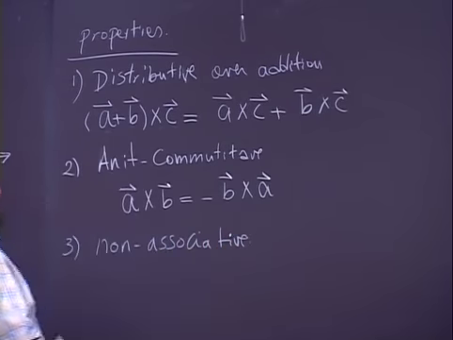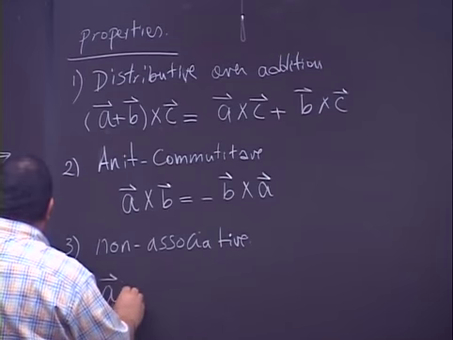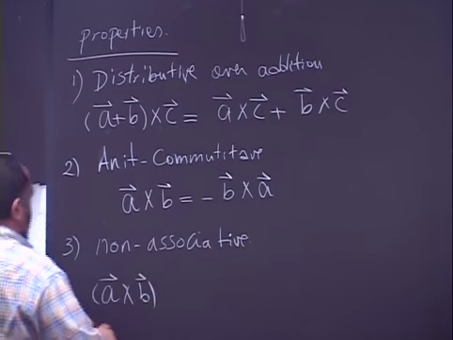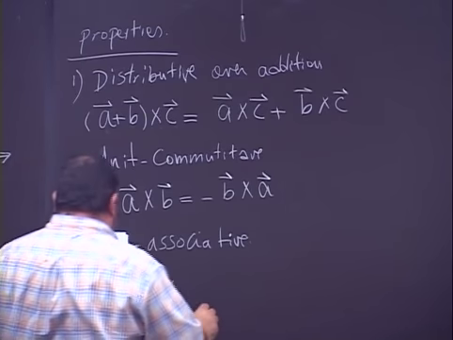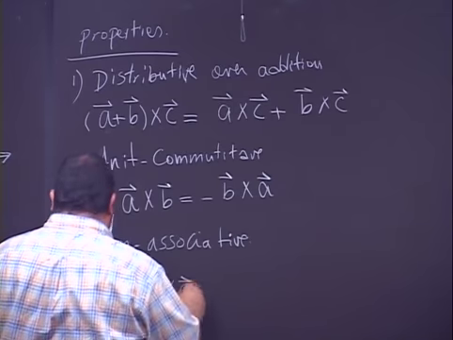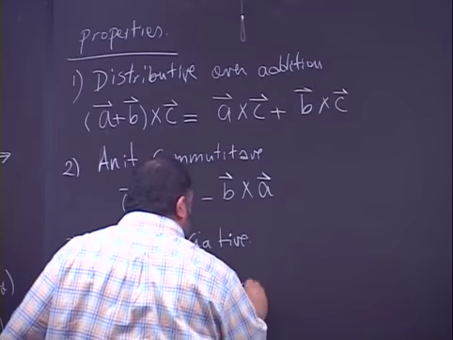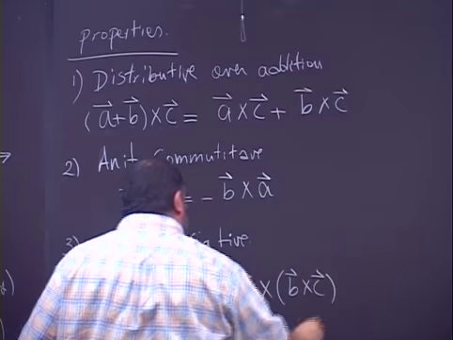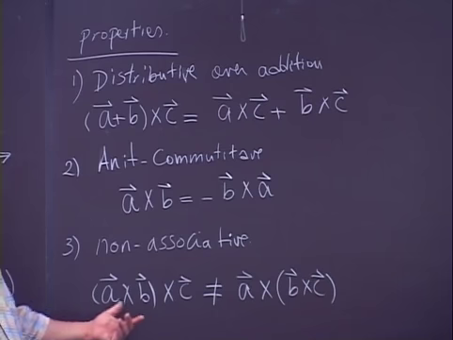What do we mean by non-associative? We mean that vector A crossed with vector B, if they are crossed with another vector C, it does not mean that A is crossed with B crossed with C. So you cannot have the same association like last time in dot products.